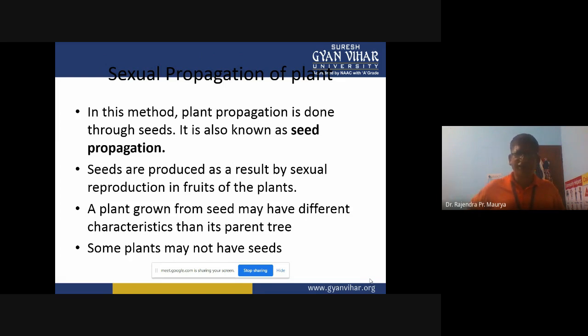So some plants may not have seeds. A good example is banana, because banana is a triploid. So banana does not produce viable seeds, so it's very difficult to propagate by seeds.